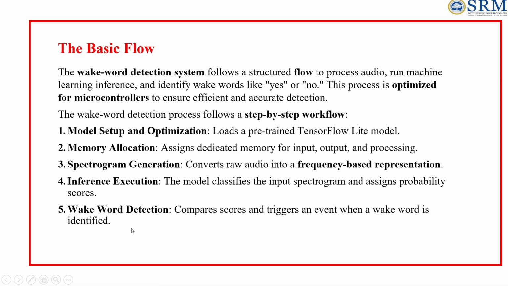The system then performs spectrogram generation, turning raw audio input into a frequency-based image representation. This spectrogram is passed to the model for inference execution, which assigns probabilities to each word. Finally, in wake-word detection, the system compares scores and triggers an action if the target word is identified.